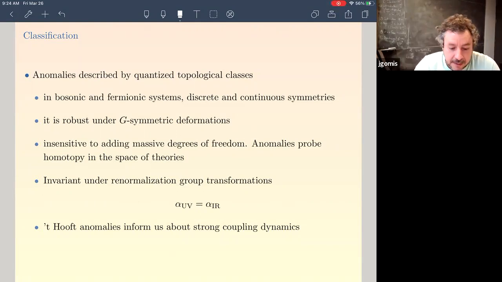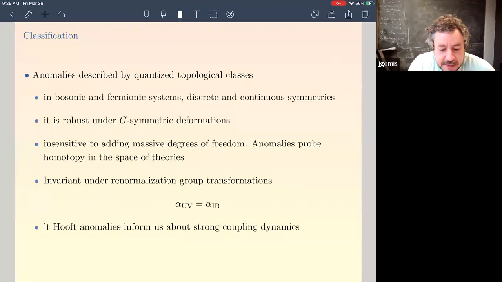Okay? The thing that's good about them is precisely because they're quantized, that they're invariant, they're robust under G-symmetric deformations. And in particular, they're insensitive to adding massive degrees of freedom that do not spoil the symmetry. So in a sense, the existence of these anomalies allows you to probe certain homotopies in the space of quantum field theories, because you can add arbitrary massive deformations, Yukawa couplings, whatever you want, and the anomaly will remain invariant under such deformation in the space of quantum field theories.